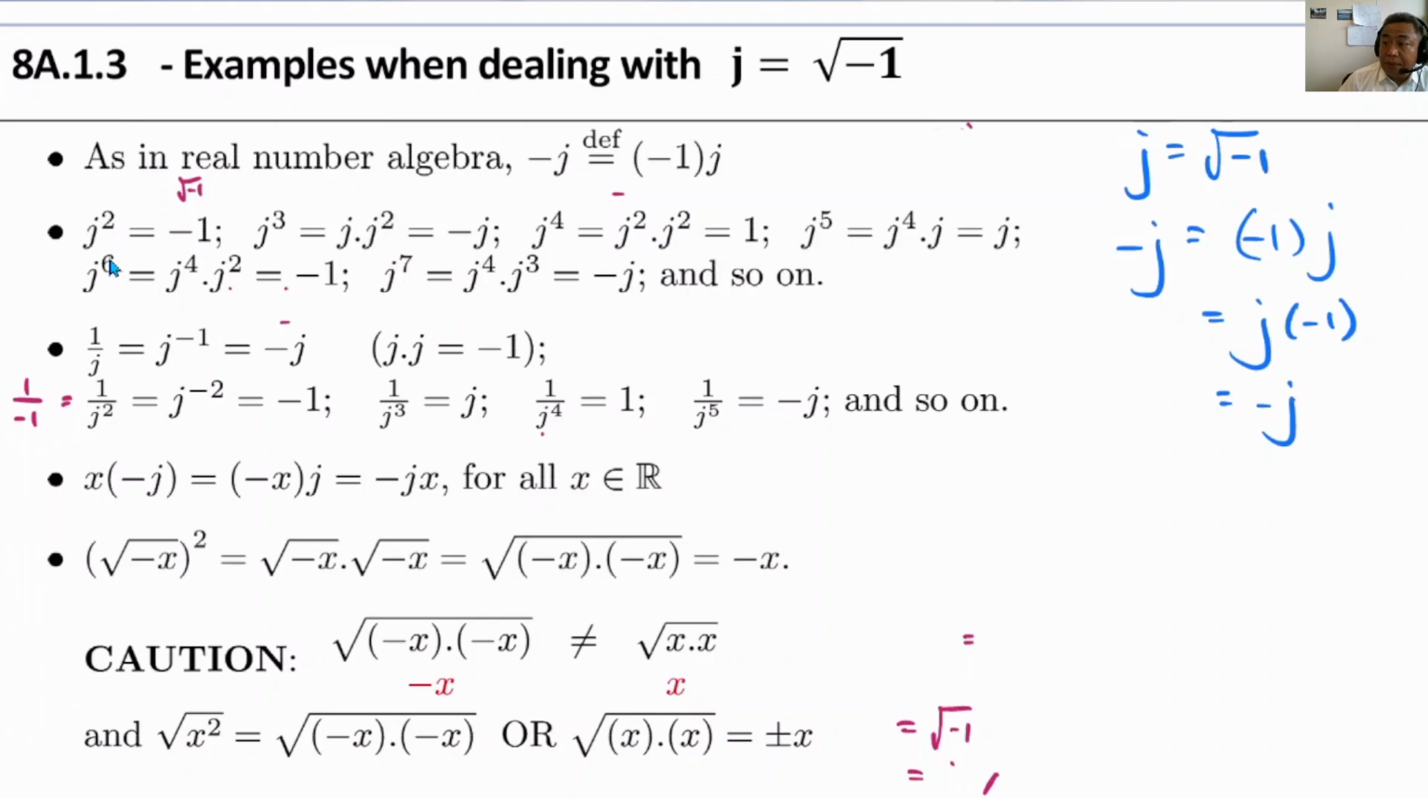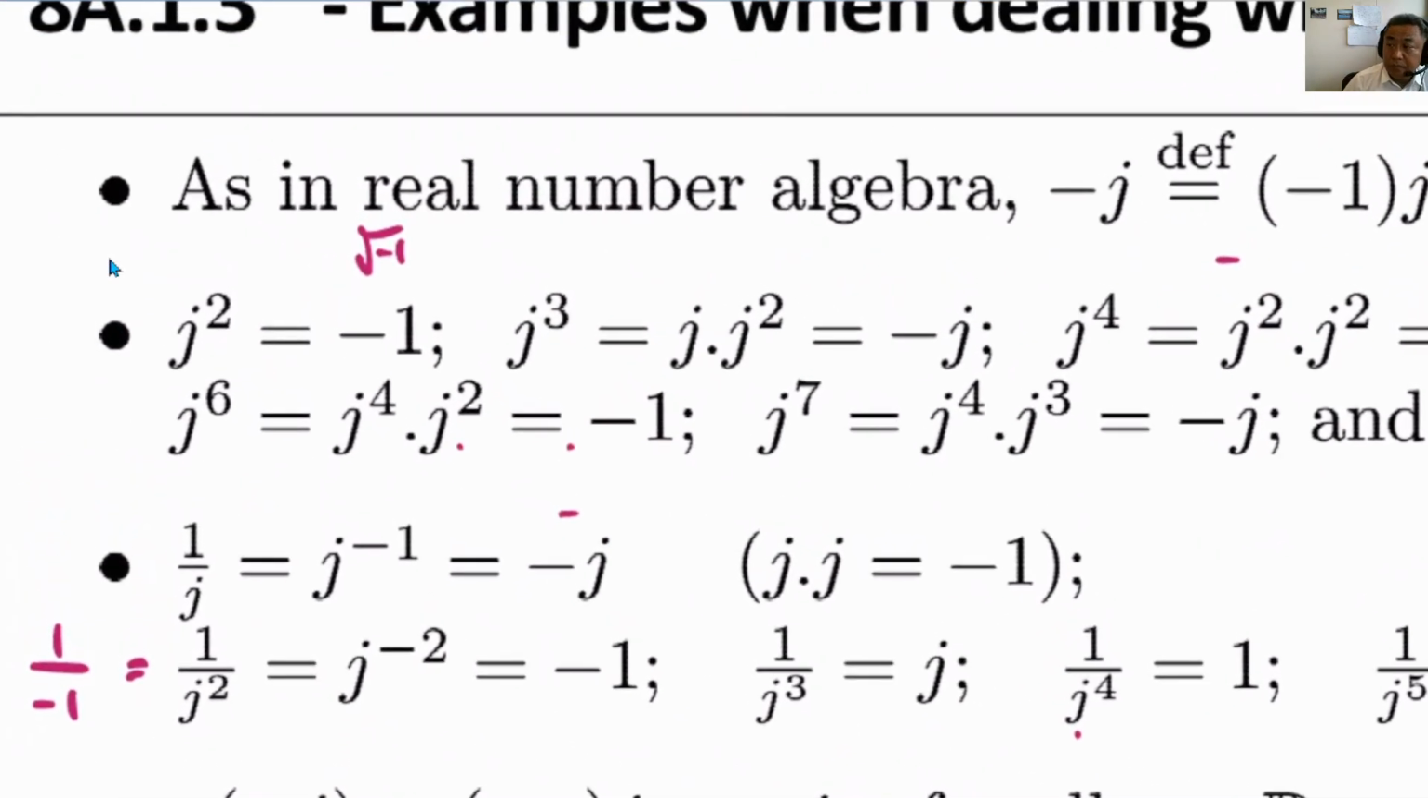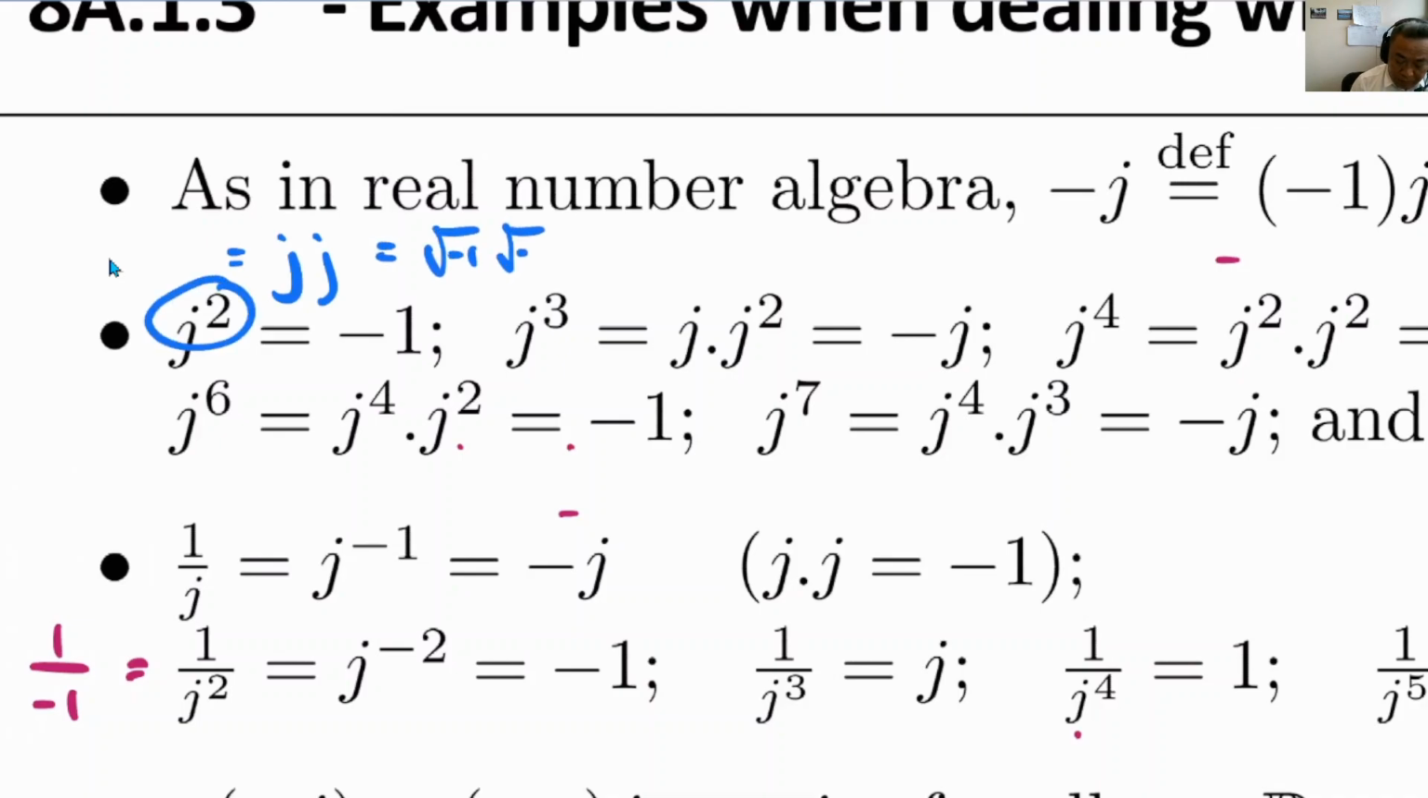Now, what about j squared? j squared, remember, is nothing but j times j. So j times j is equal to j squared. What is square root of minus 1 times square root of minus 1? And the answer is, of course, minus 1. So this is how we're going to work out j squared.